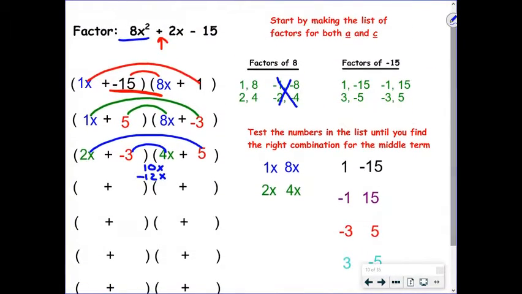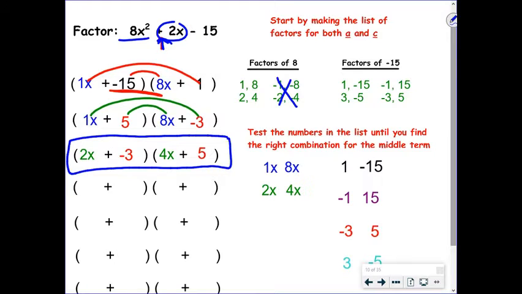Well, what did I want? I wanted a positive 2x, not a negative 2x. So what can I do? I can switch them. I'm going to make it a positive 3 and a negative 5. That is one of the possibilities. So I get 12x, I get negative 10x, which gives me positive 2x. Yeah, that's what I wanted there in the middle term. So, yeah, that's my answer: 2x plus 3, 4x plus 5.